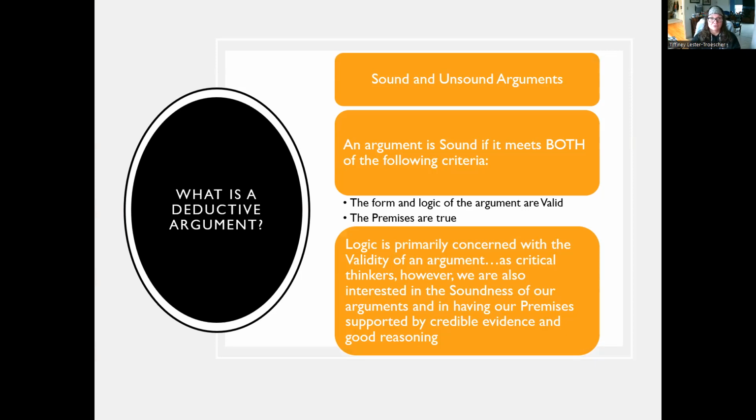Logic is primarily concerned with just that validity step, because that's where the logic is, right? In the pattern. But as critical thinkers, and as people who exist in the world, we also need to be concerned with the truthfulness of the premises. Just because it's valid doesn't mean we should accept that that conclusion is true. We then have to take the extra step of critically analyzing the premises, right?